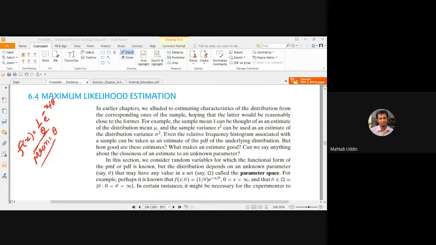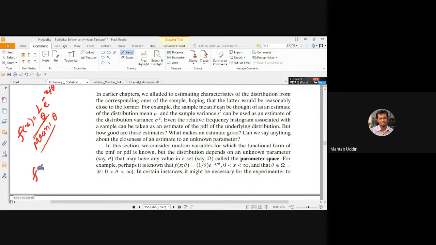Another distribution we have is the geometric distribution. In the geometric distribution, f(x) is (1-p) to the power x minus 1, times p, right? Let us say the mean is 1 by p, right? You understand? We have said the mean for the exponential distribution is theta, the mean for the geometric distribution is 1 by p. But we haven't justified yet. Now, is it really true?